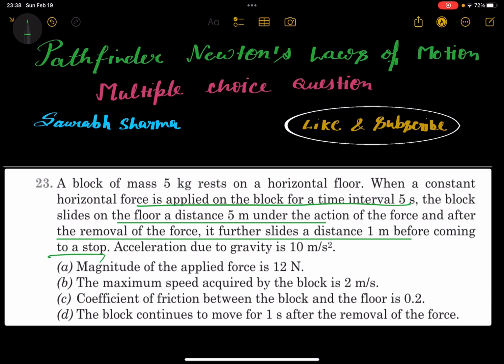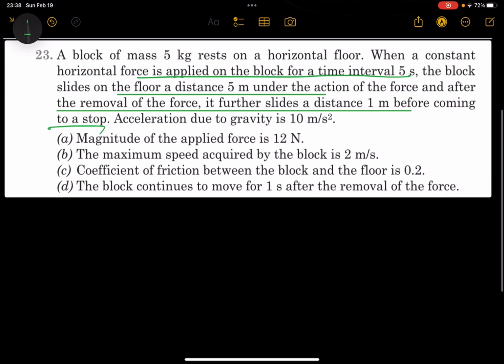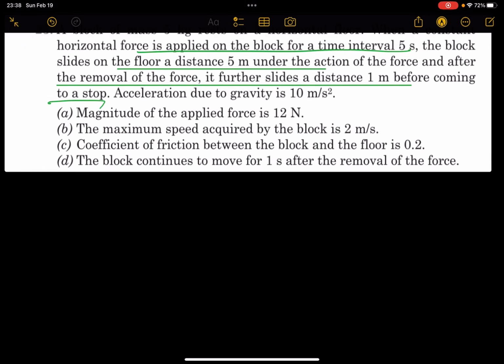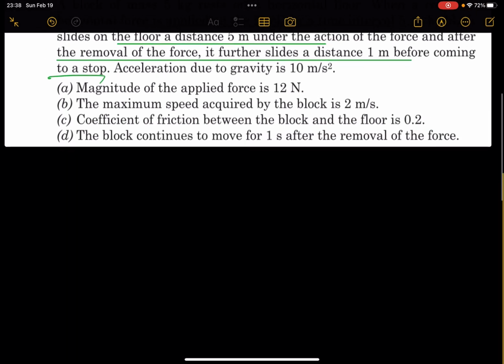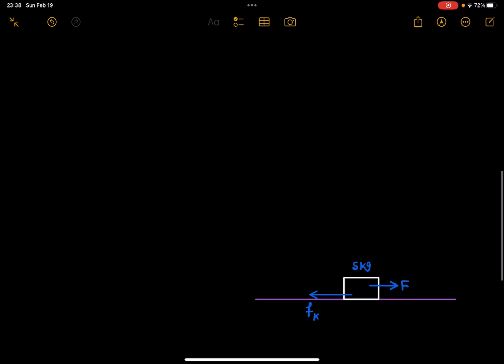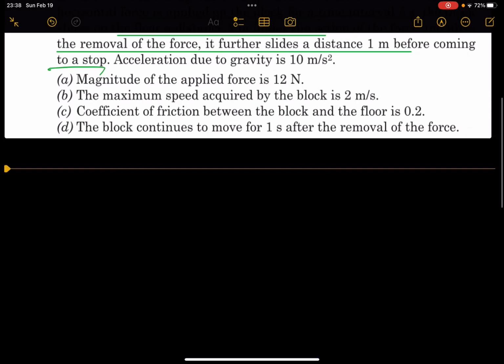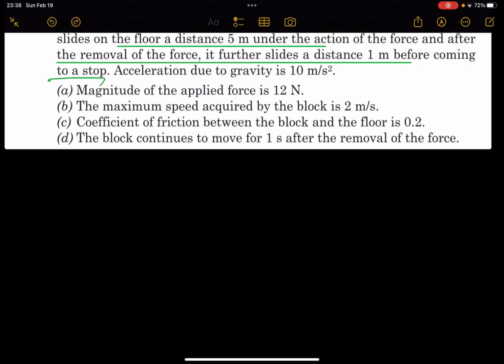So from this information you can say that some friction is involved. Because of this, after removing the force, after 1 meter of distance, the block again comes to rest. Okay, so just see the situation, what is happening here. Let me tell you clearly.